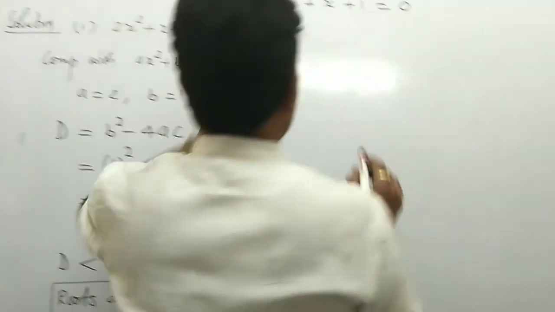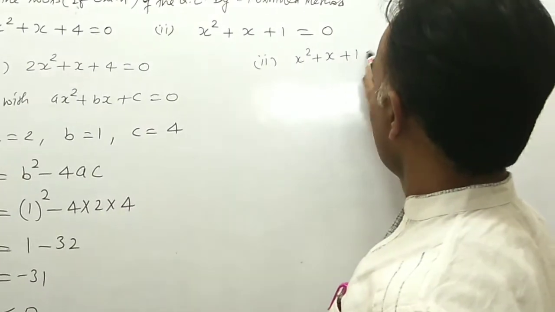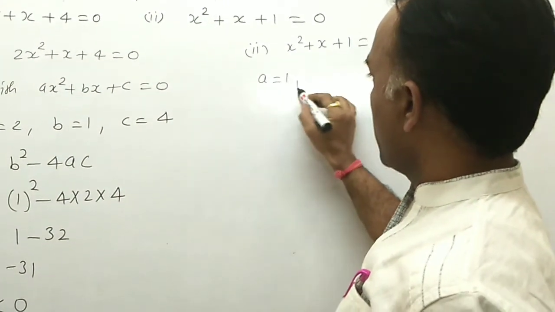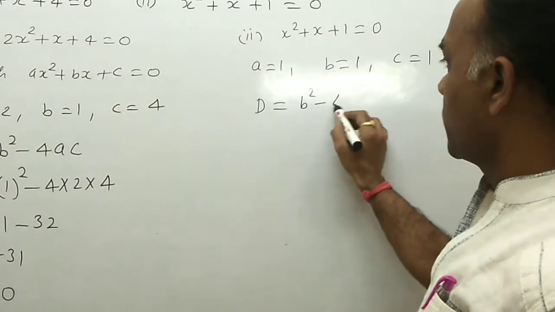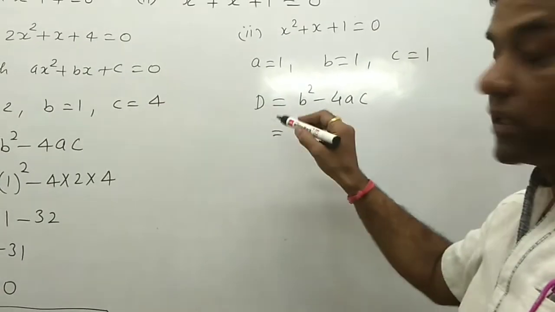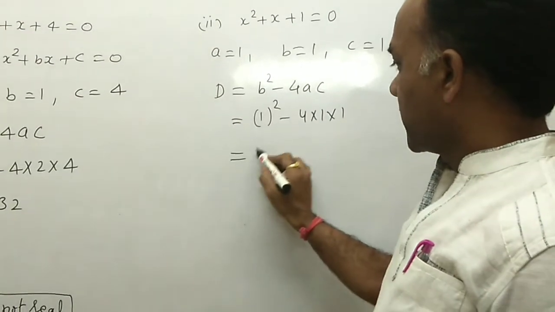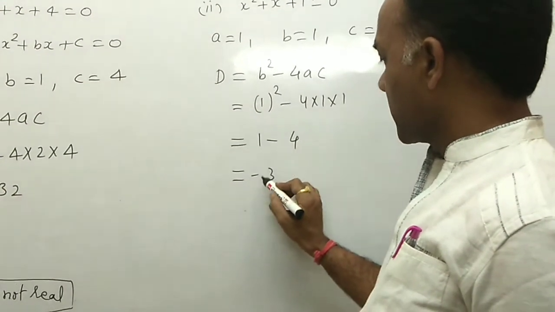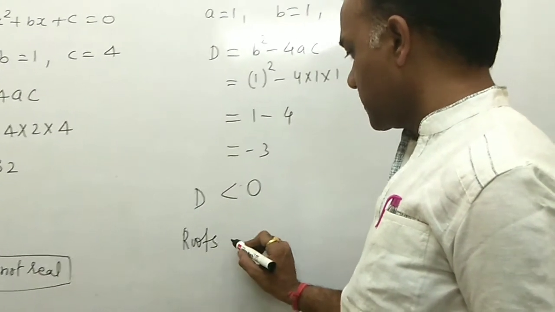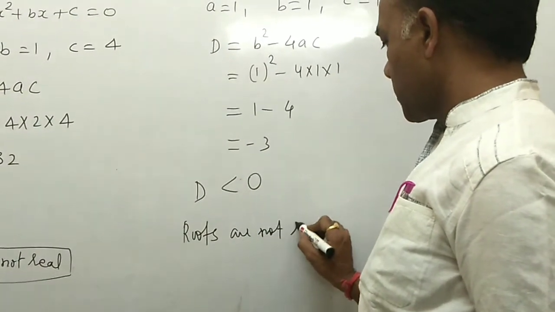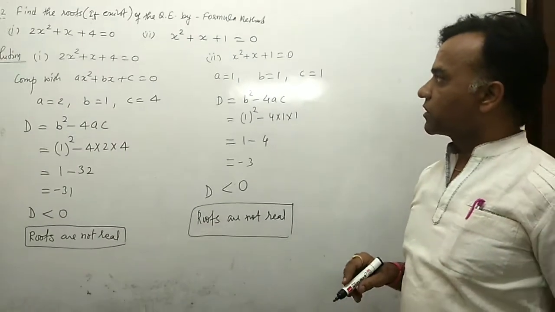Okay, now we have the second question: x square plus x plus 1 equal to 0. After comparison, we have a equal to 1, b equal to 1 and c equal to 1. Then again we put in the formula b square minus 4ac, that is the discriminant, for finding the nature of the roots. So we have 1 square minus 4 into 1 into 1, that is 1 minus 4, we have minus 3. So D is less than 0, it means again we got the same result, roots are not real. You cannot find the roots because they do not exist here.